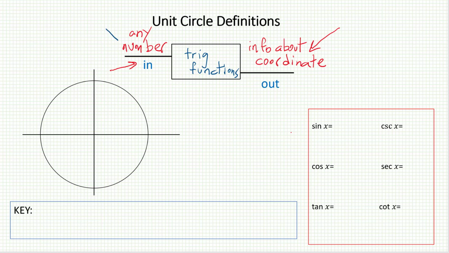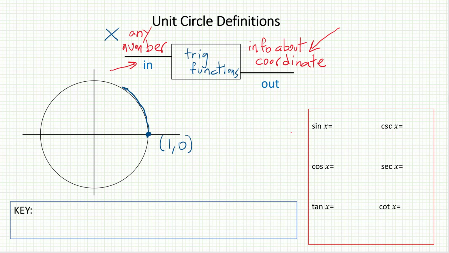You have some number x that you want to stick into one of the trig functions. What you do is you go to the unit circle. This is our same unit circle, center at 0, 0, radius 1. You start at the point 1, 0, and you apply that wrapping idea. If x is positive, you walk counterclockwise. If x is negative, you walk clockwise. You walk along the circle a distance of x units.